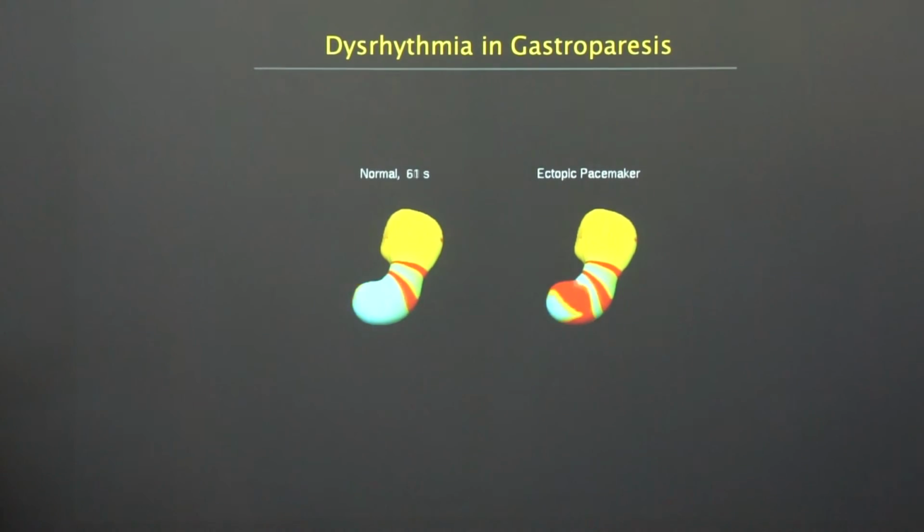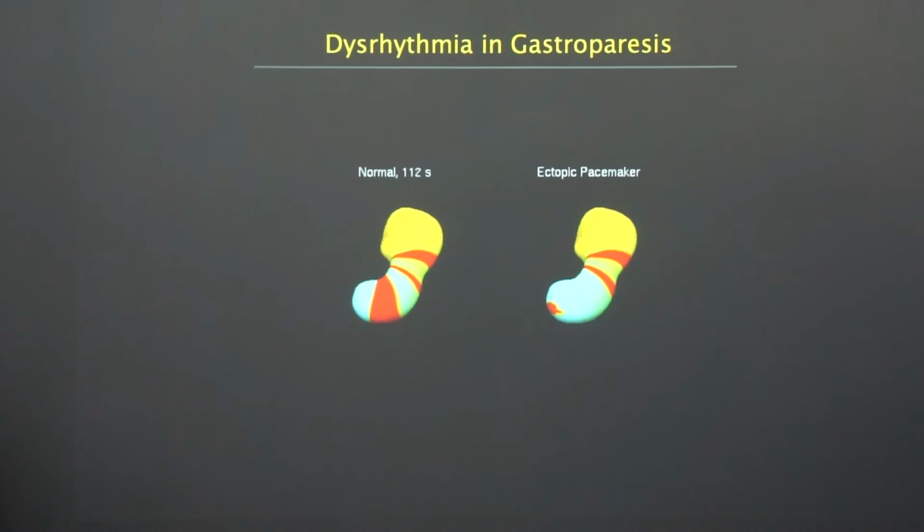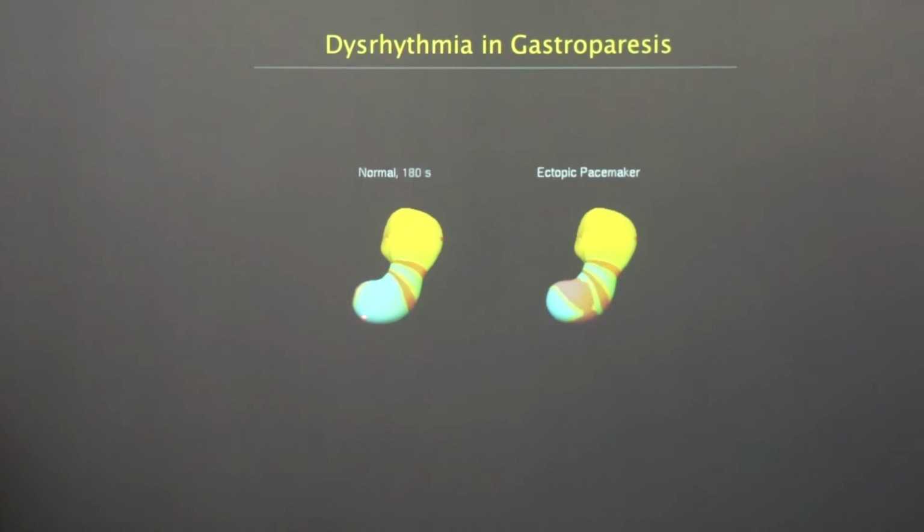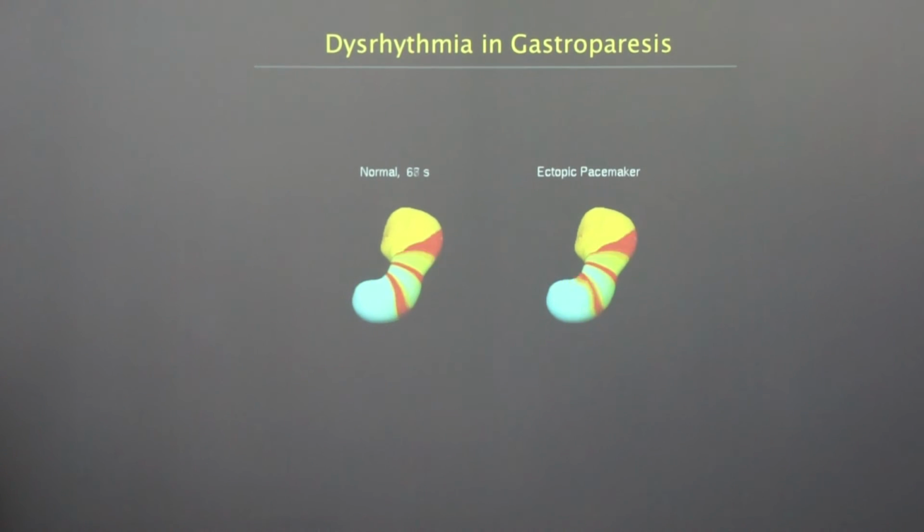Now, we're also able, just to bring some of the modeling back into this presentation, to recreate some of these abnormal dysrhythmias in modeling form. So we can now compare a normal electrical activation pattern on the left, again in a patient-specific organ geometry, to an abnormal electrical activation of an ectopic pacemaker located in that very distal antrum on the right.